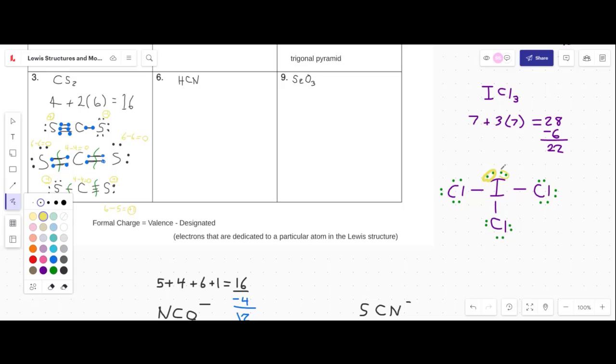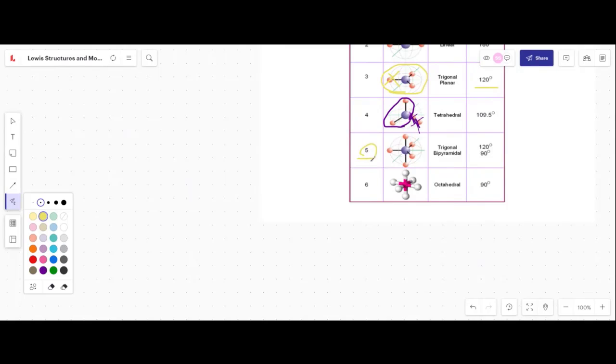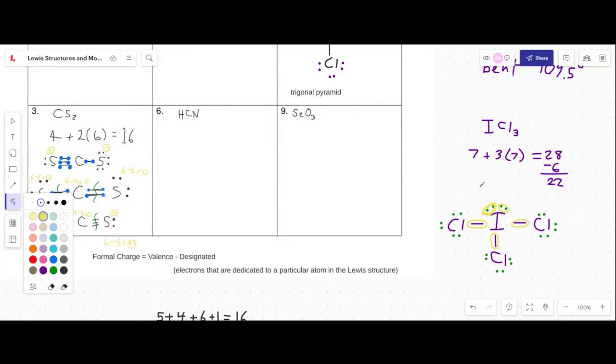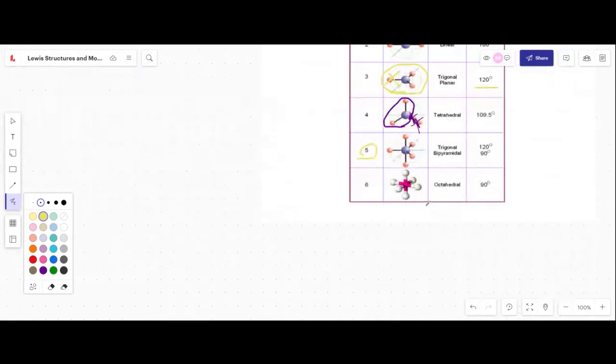ICl3 actually has 5 electron domains around the central atom. So that means we would expect an electron domain geometry that is trigonal bipyramidal. However, 2 of these electron domains are lone pairs, so I have to ignore 2 of the spokes on this thing.